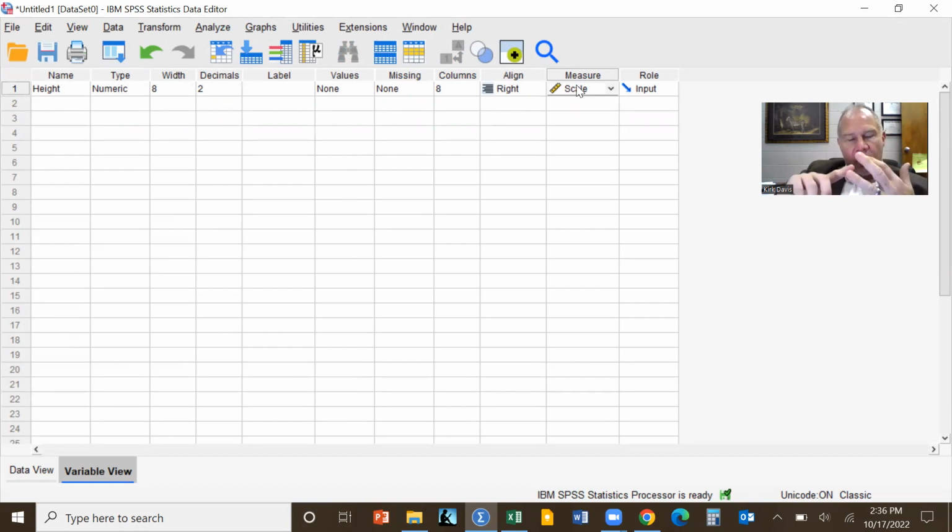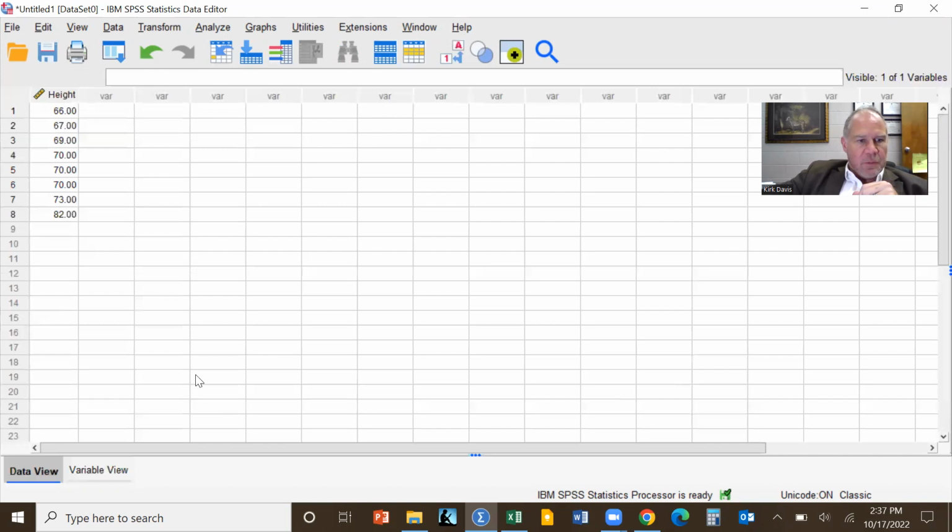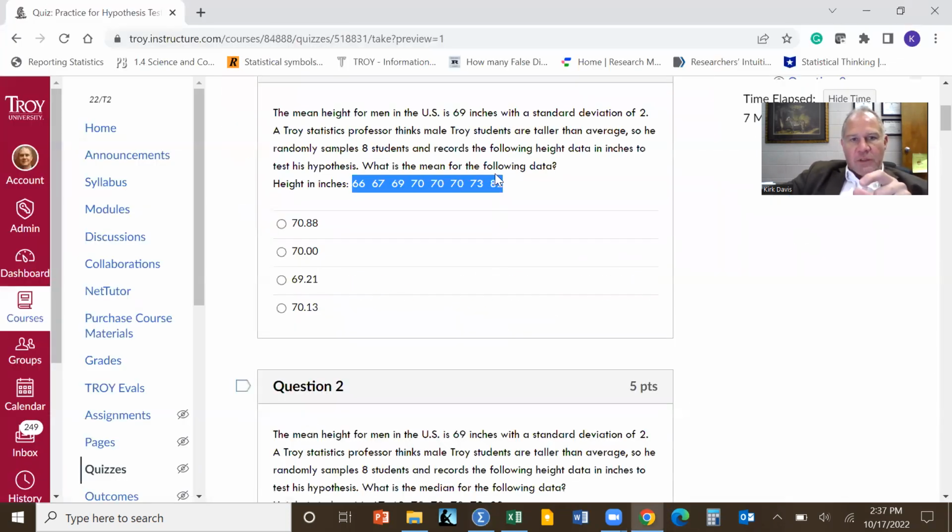And I want to make sure that I have the right scale. So remember, we have nominal and ordinal, sometimes called categorical. And then we have interval and ratio, sometimes referred to as numerical or scale. And so we definitely have ratio level data, which is scale level data. So I'm going to go back to my data view. And the first set of questions, I think up to question 10 or 11, ask you for basic descriptive statistics.